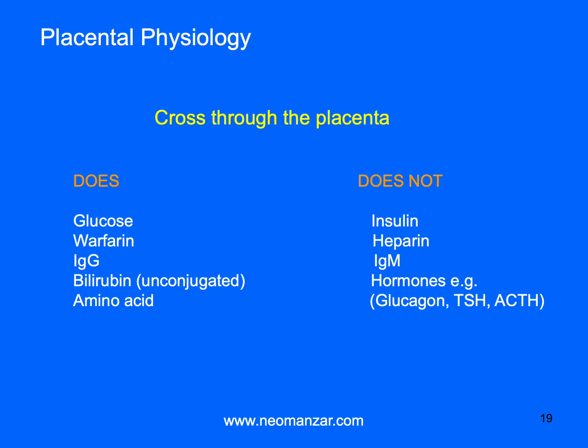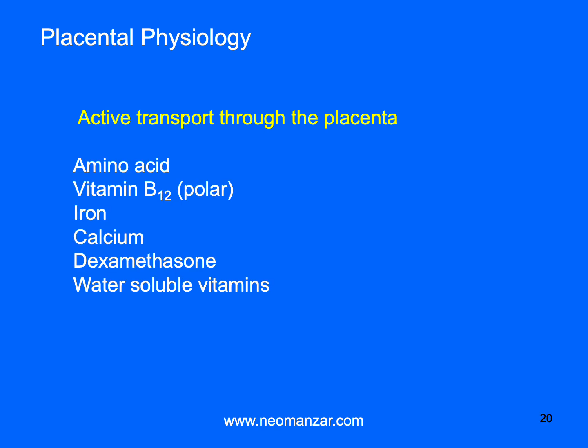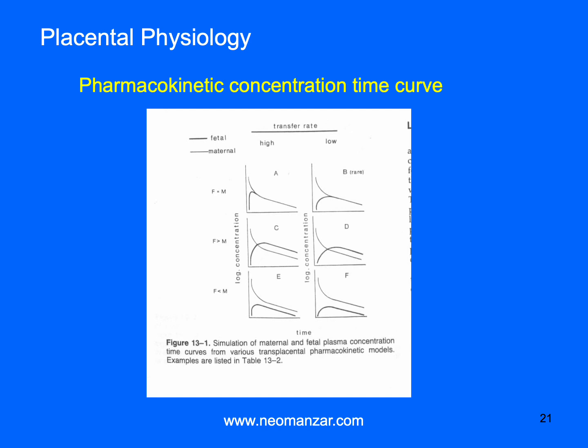Again, some tips on what does cross the placenta. Remember, insulin does not cross the placenta. In babies born to an infant of diabetic mother, the drug that causes more harm is not insulin. We have this concept that mom is insulin dependent, which basically means that mom is sick, but insulin does not cross the placenta. The same is true of heparin, IgM, and some hormones. What crosses the placenta through active transport? Amino acids, vitamin B12, iron, calcium, dexamethasone, and some water-soluble vitamins.